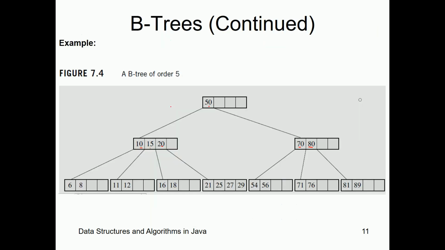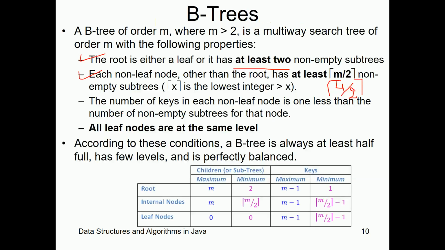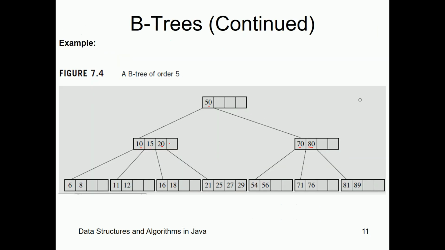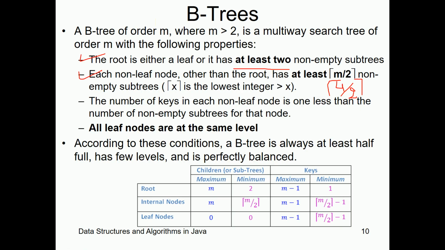The number of keys is 1 less than the number of non-empty subtrees for that node. Well, that's logical, because if we say that this has 4 children, we cannot have 2 keys. So basically, if you have 4 children, you're going to have 3 keys. If you have 3 children, 2 keys. That's obvious.